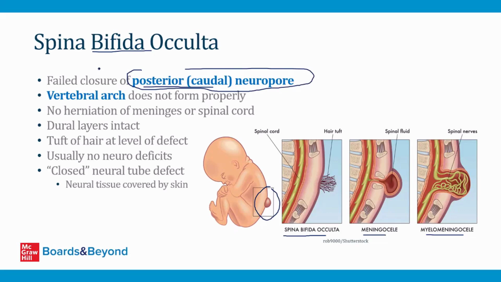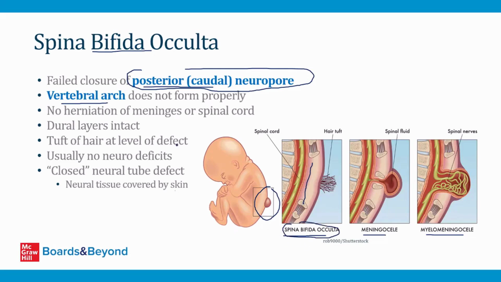As a result of this failed closure of the caudal neuropore in spina bifida occulta, the vertebral arch does not form properly around the spinal cord. You can see that in this drawing here. There's no bones right here sitting over the spinal cord in this region, depicting spina bifida occulta.